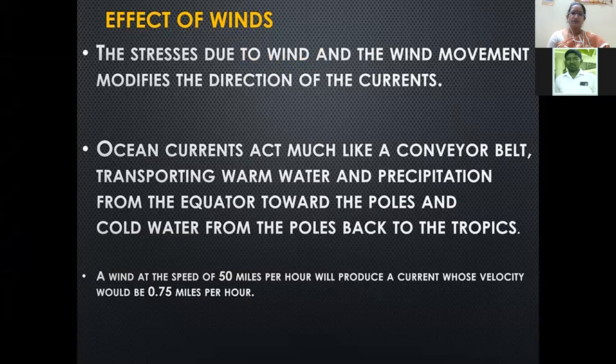If the wind is blowing at 50 miles per hour, then how much velocity of ocean current is it going to produce? It would be only 0.75 miles per hour. So the speed of the wind is 50 miles per hour, but the ocean current's speed is only 0.75 miles per hour. So next is the precipitation.